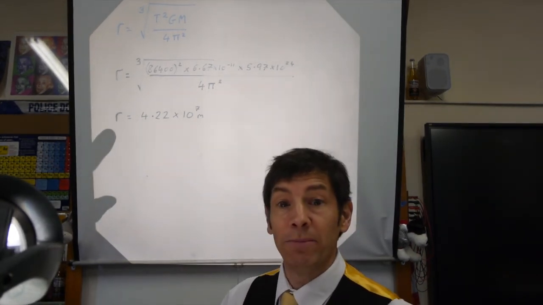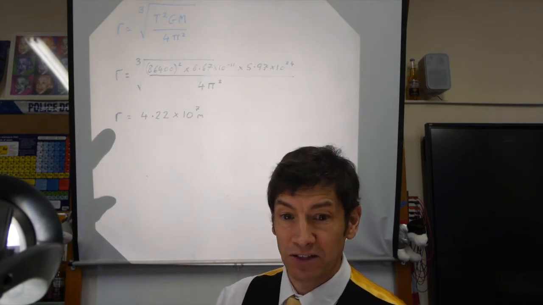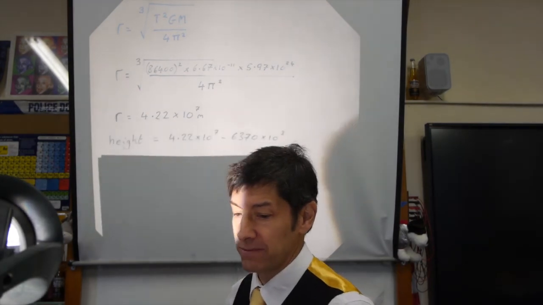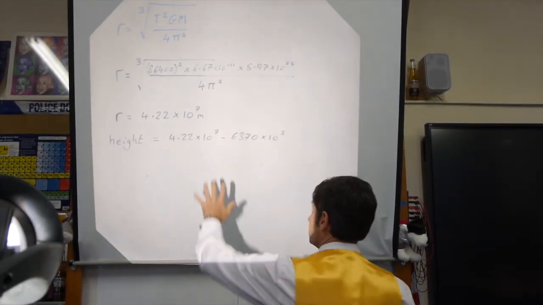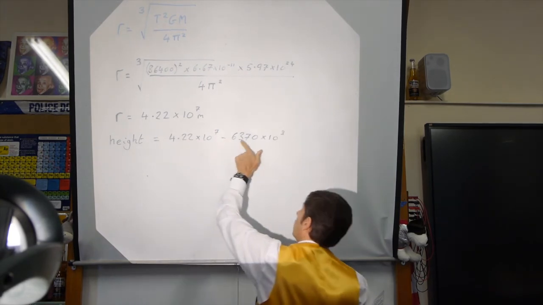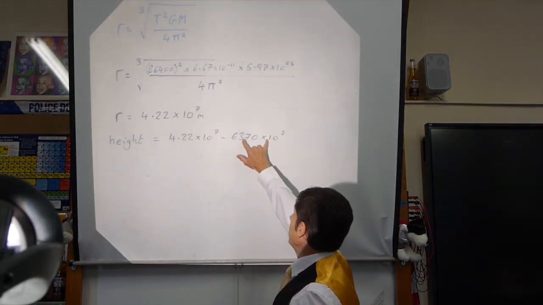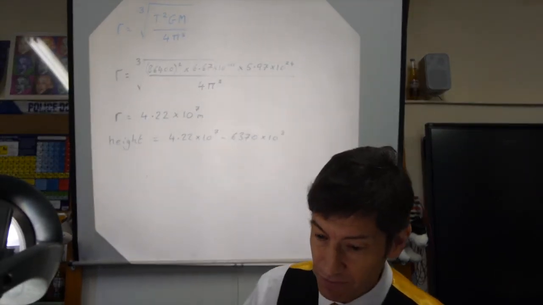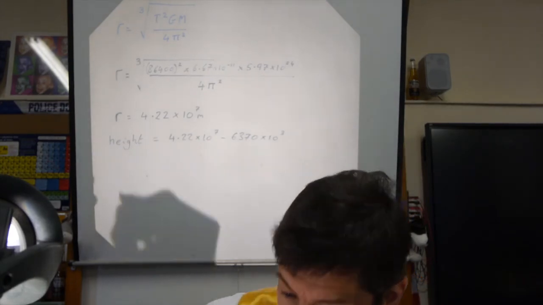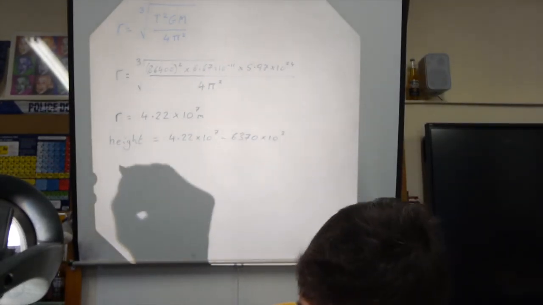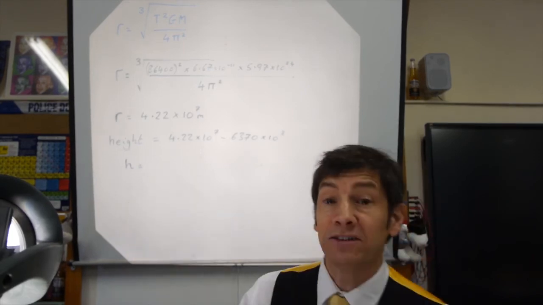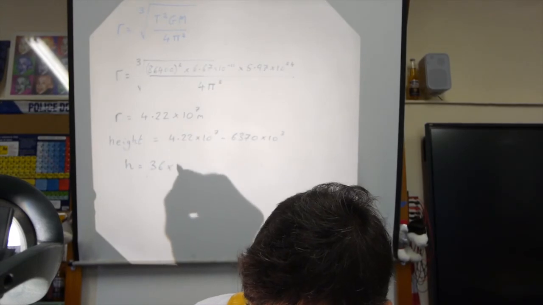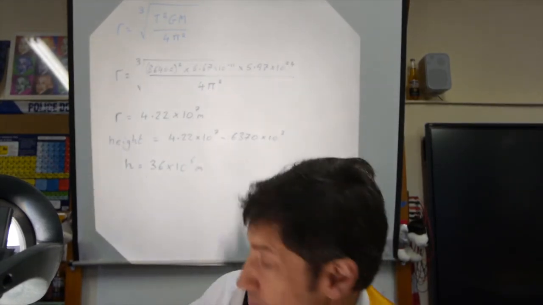But do you remember that that is from the centre of the Earth? But the height above the Earth's surface, if you remember what we've got to do, is we've got to take the radius of the orbit and take away the radius of the Earth. So we've now got just the height above the Earth's surface. And I'm hoping that if you did this, you got the height that the satellite has to be above the Earth's surface as 36 times 10 to the 6 meters.